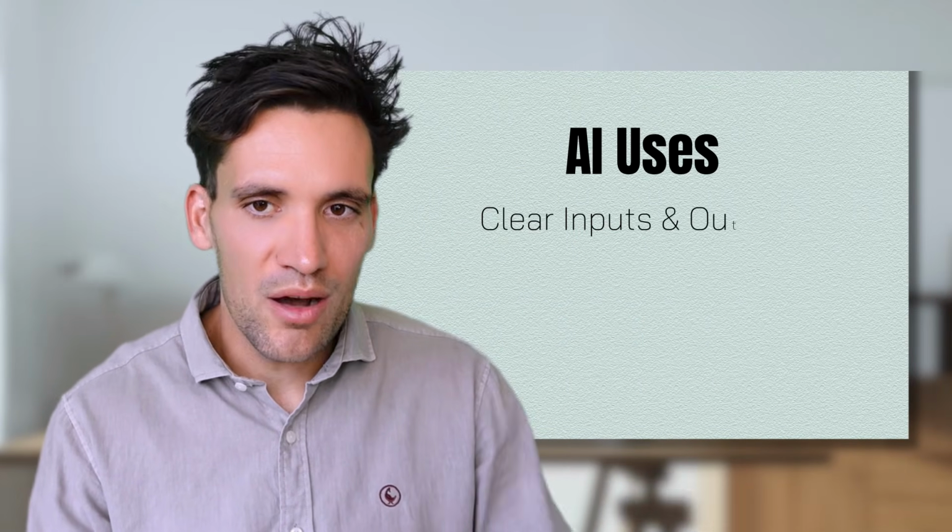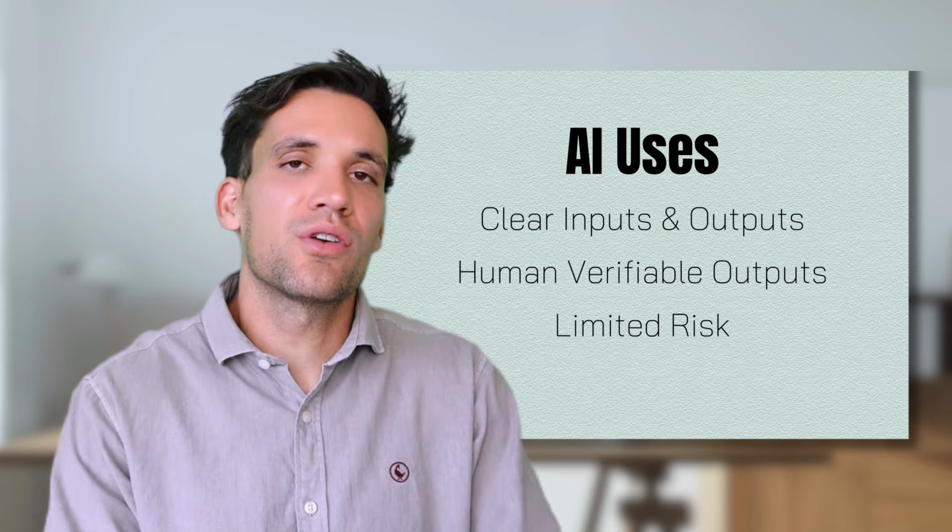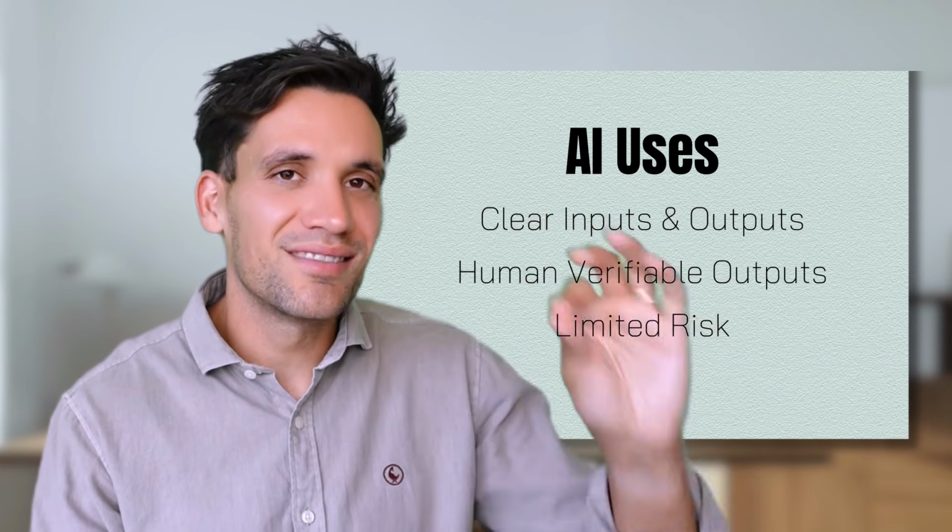Okay, so this leads us to the sweet spot of AI uses: clear inputs and outputs, definable rules to follow, human verifiable outputs, and limited risk. A task should have a clear trigger, start point, and end point. When it produces output, it should have rules or a system you get it to follow. You should be able to verify the output.